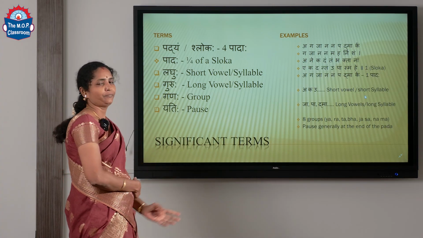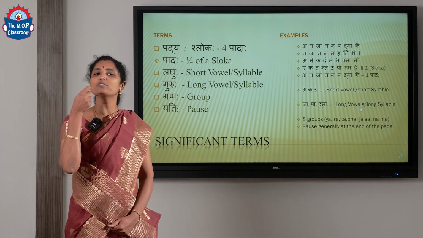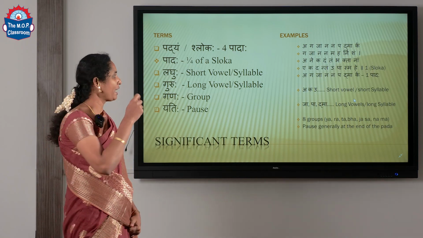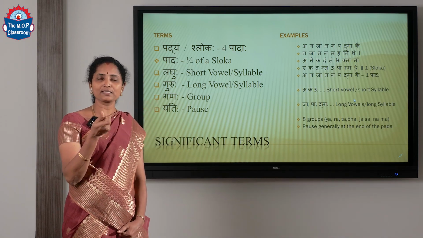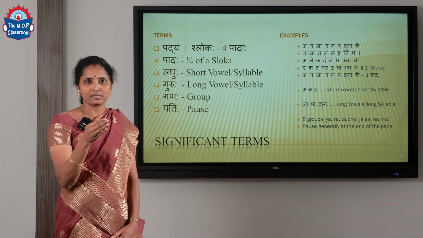And Yati. Yati is the pause. When you are reciting a shloka, the place where you stop is called Yati. Usually in every pada, at the end of a pada, at the end of the line, we give a pause.